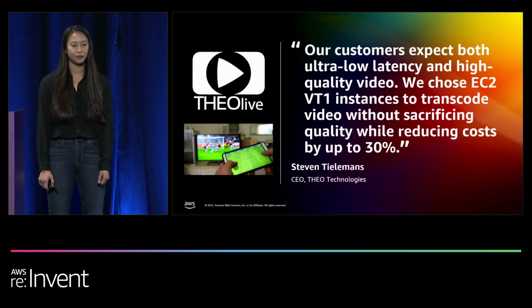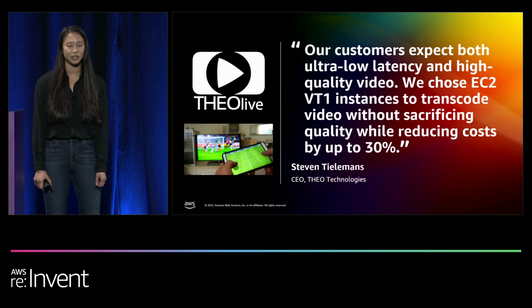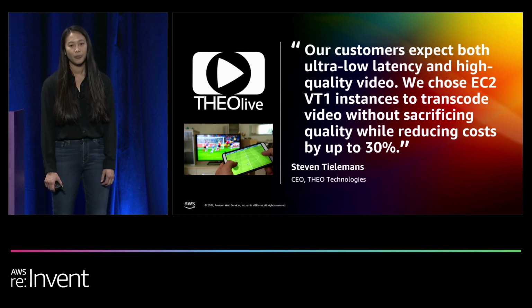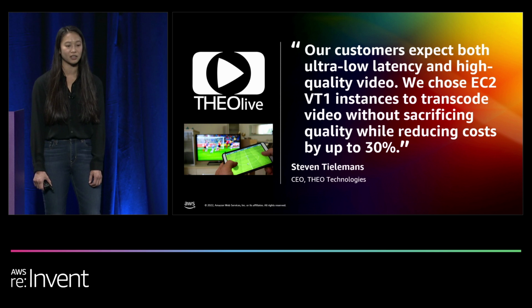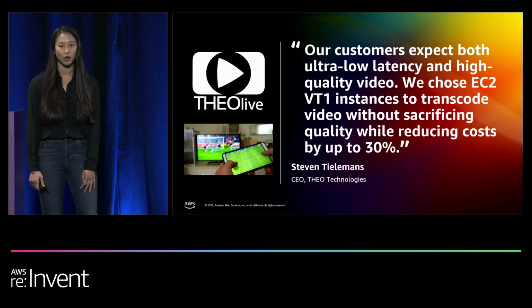And lastly, we have TheoLive. TheoLive is the first HTTP-based real-time video streaming service that makes it easy to reach audiences of any size with sub-second latency, powering high-quality use cases such as live sports and virtual events. With the VT1 instances, they can deliver real-time streaming to viewers worldwide at up to 30% less costs compared to comparable GPU-based instances, and up to 60% less cost compared to CPU-based instances without sacrificing on any of the quality that they offer.